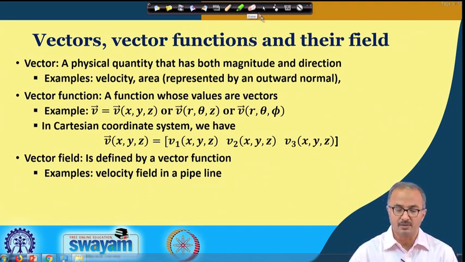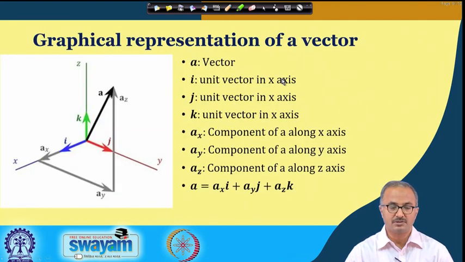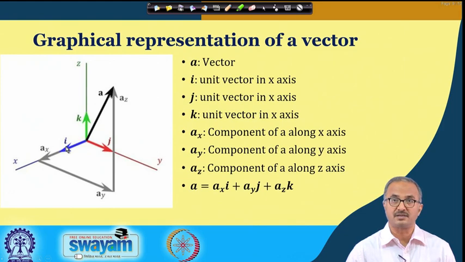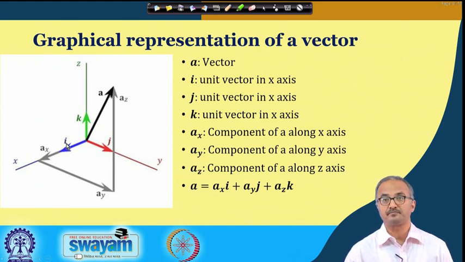Next, we see how we represent a vector in Cartesian coordinates. You can see the black line is showing the vector, and this is the vector A, and here we have x, y, and z coordinates. So we are putting a unit vector, that means a magnitude of unity, along each of the coordinates. Here it is i in the x direction, j in the y direction, and k in the z direction. This is the convention we follow.